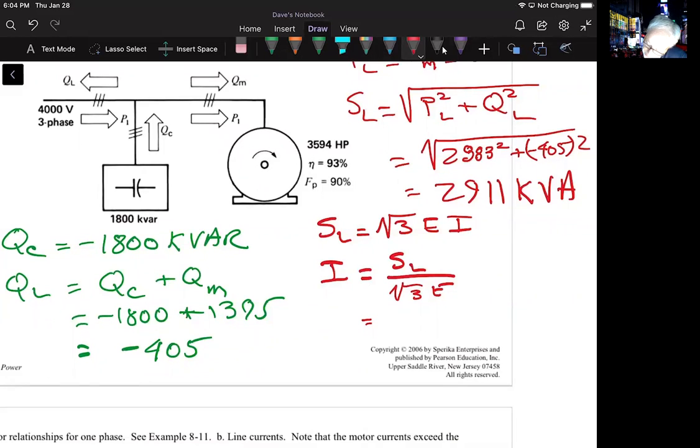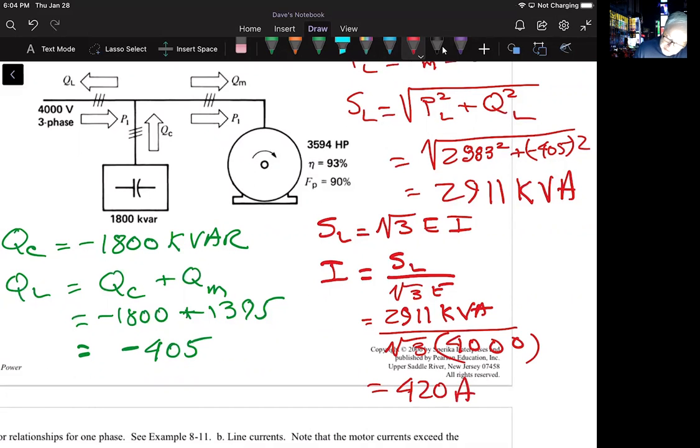And so this is 2911 kVA, and this is square root of 3 times 4,000. Dividing, we end up with 420 amps as the transmission line current. We could throw that in there somewhere. And those are very large currents, and that's the kind of stuff that you deal with when you deal with a motor. Okay, take a break, and now we'll look at F.